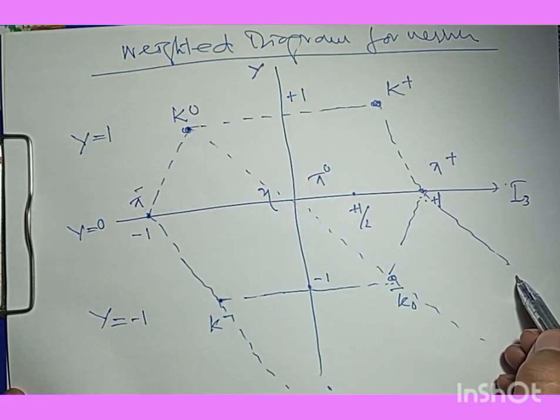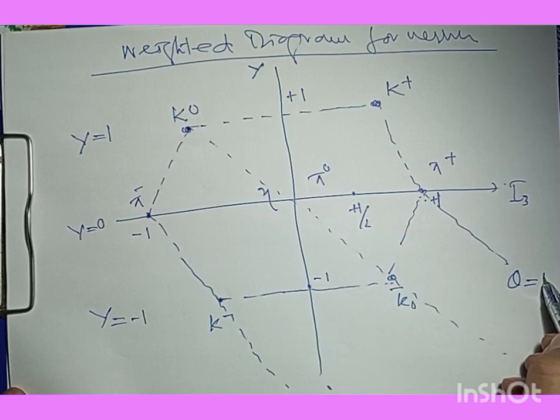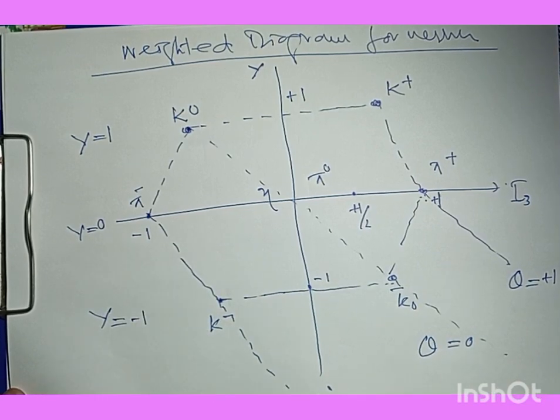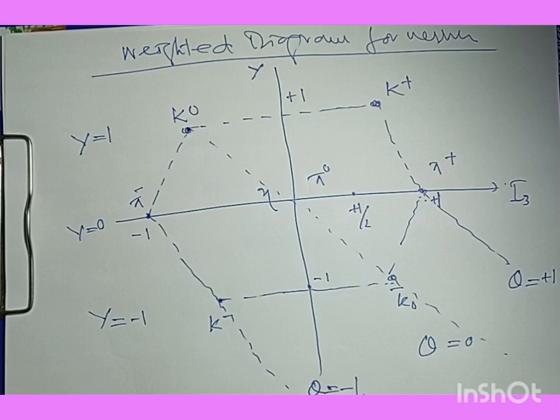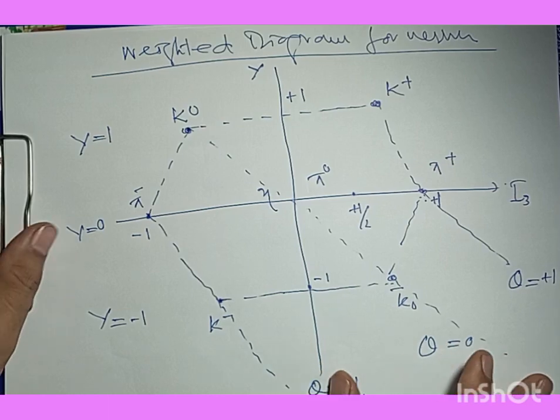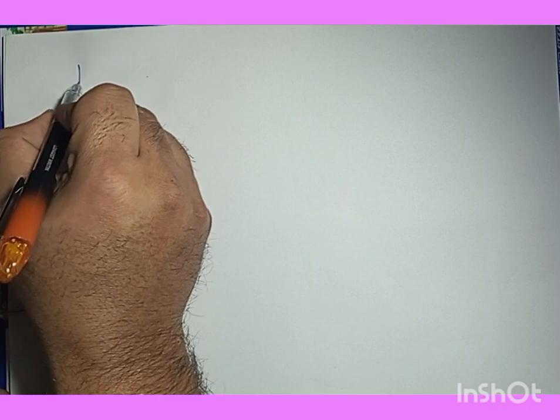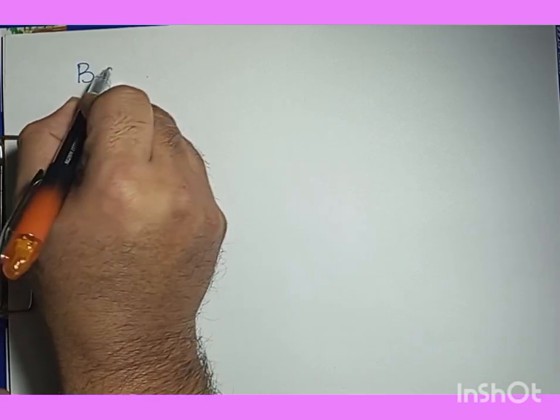So here we can see this Q is simply +1. For these particles, Q is simply 0. And for these particles, this Q is -1. Now we have what we call the baryonic decuplet. And what is this baryonic decuplet? It was basically predicted by SU(3) symmetry.